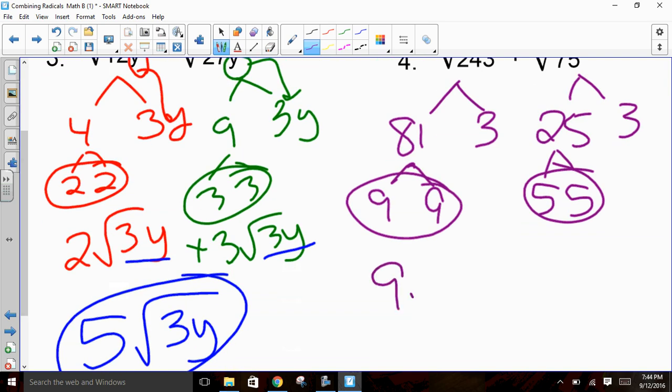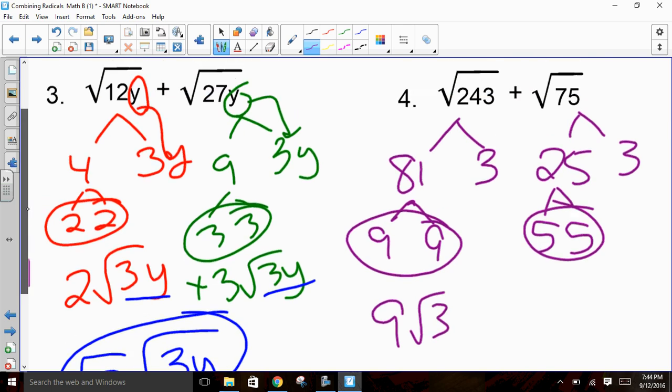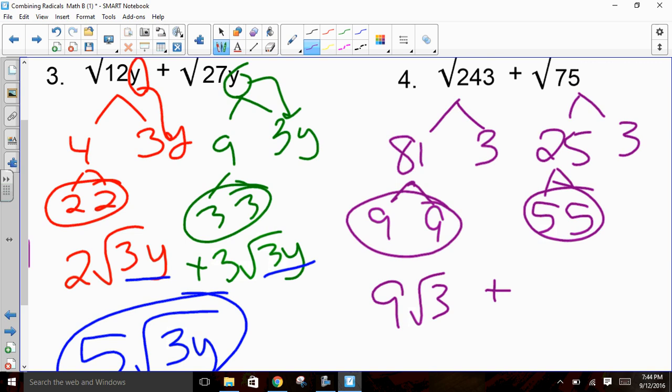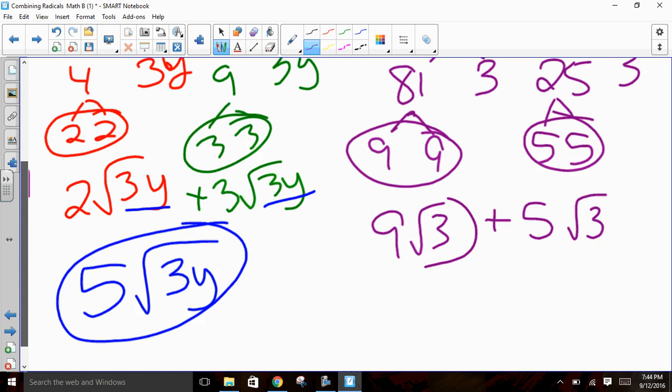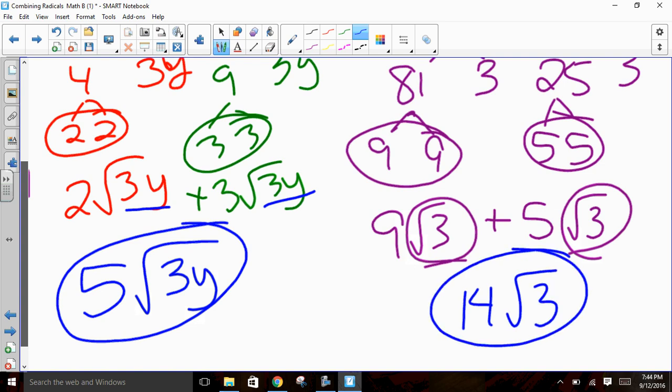So then I have 9 root 3. Oh, this is my operation sign in the middle. I think it's plus, yeah. My group of 5 comes out, left with root 3. Take a peek. Root 3 and root 3, we're good to go. So 9 plus 5 gives me 14. Square root of 3 comes and hangs along with.